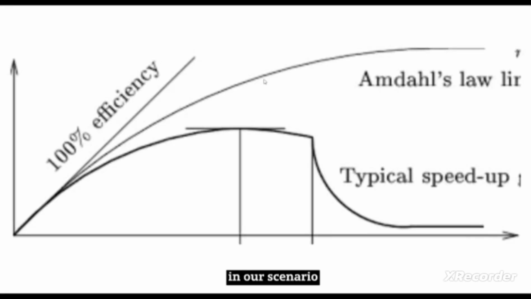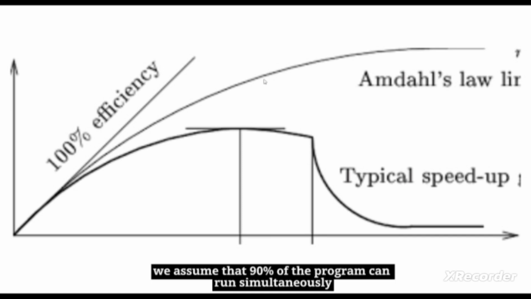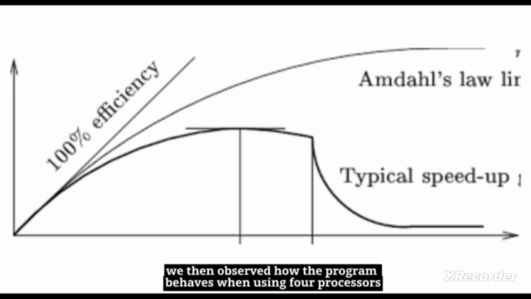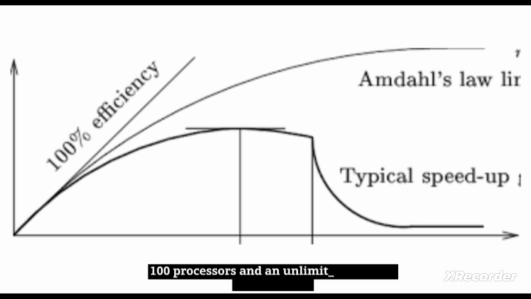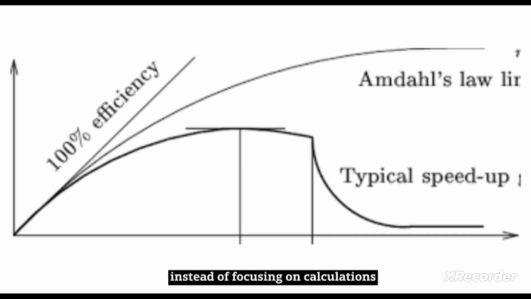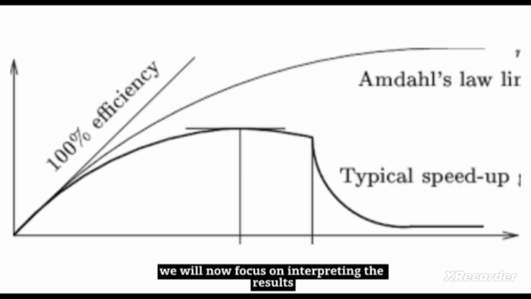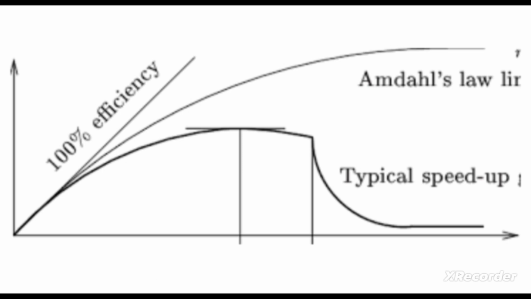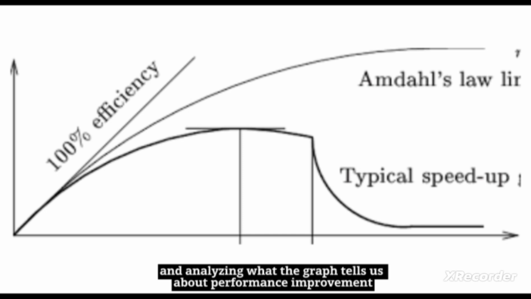In our scenario, we assume that 90% of the program can run simultaneously across processors, while 10% must still run one step at a time. We then observed how the program behaves when using 4 processors, 100 processors, and an unlimited number of processors. Instead of focusing on calculations, we will now focus on interpreting the results and analyzing what the graph tells us about performance improvement.